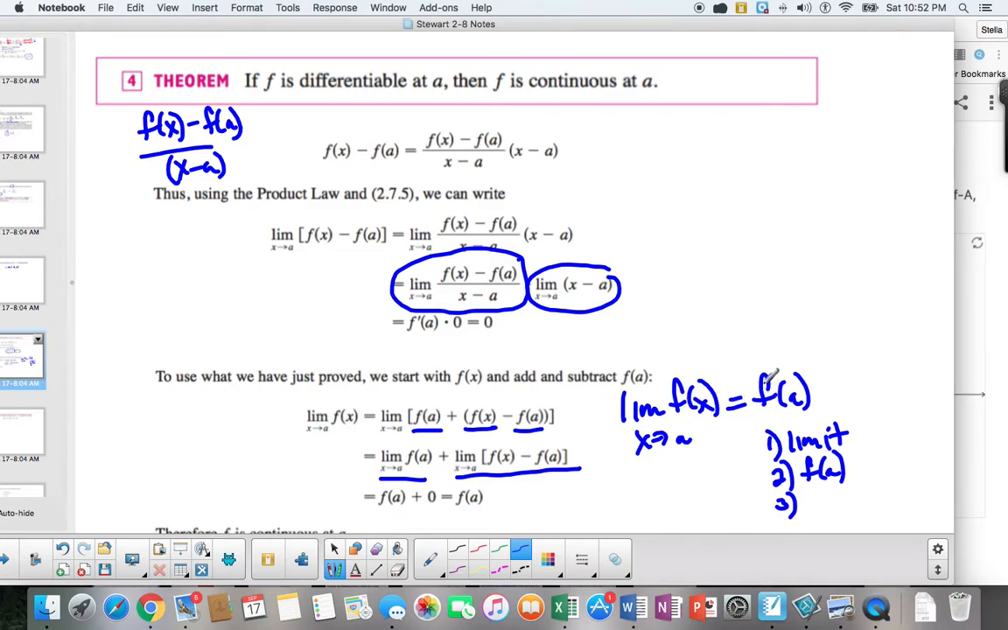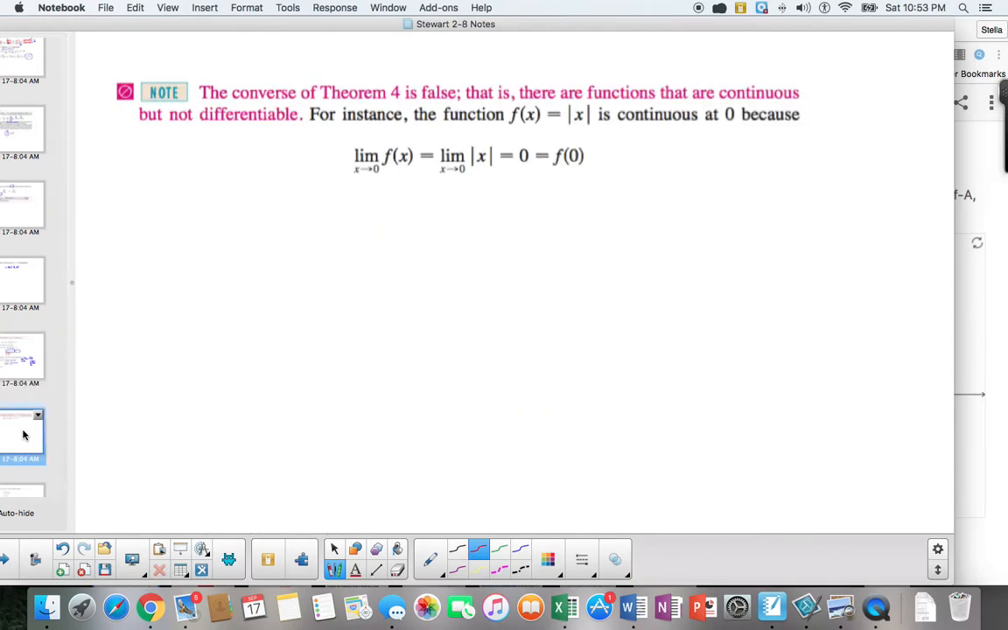And the only reason we were able to do this is because we were able to say that we had a derivative. When you have a derivative at a point, we're able to go through this process and prove that the differentiable function is continuous.